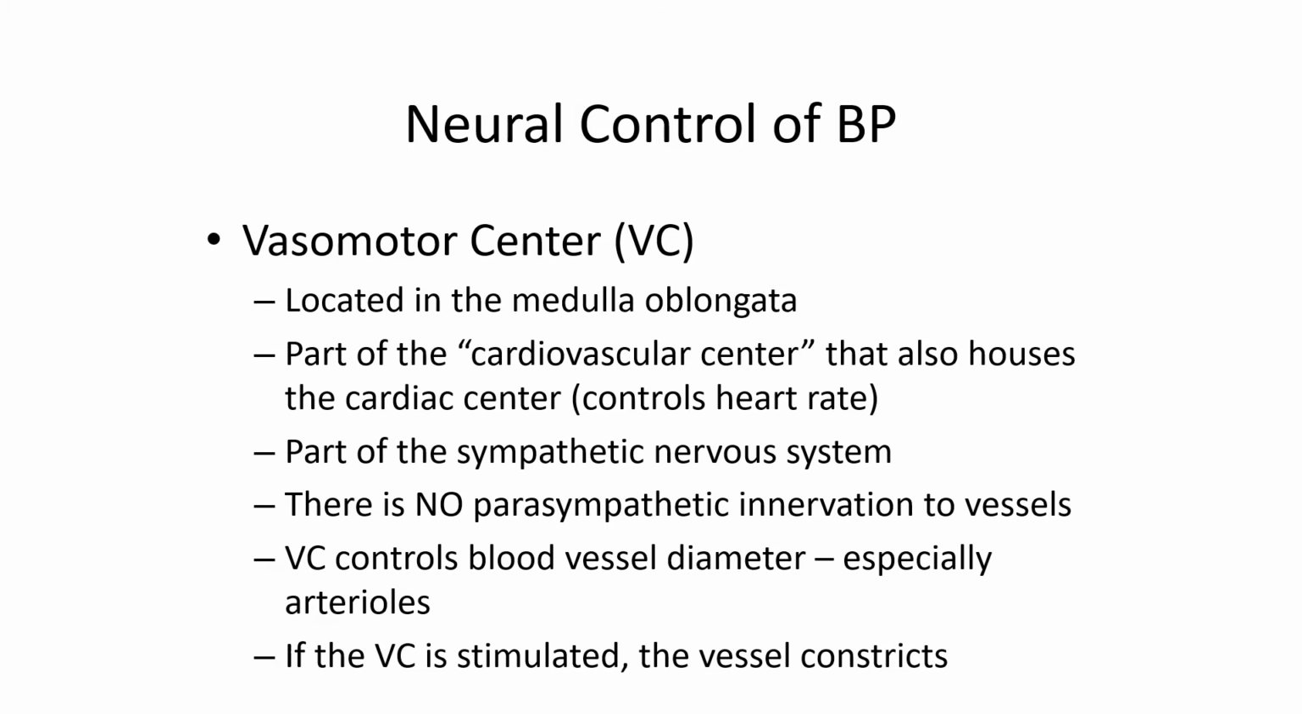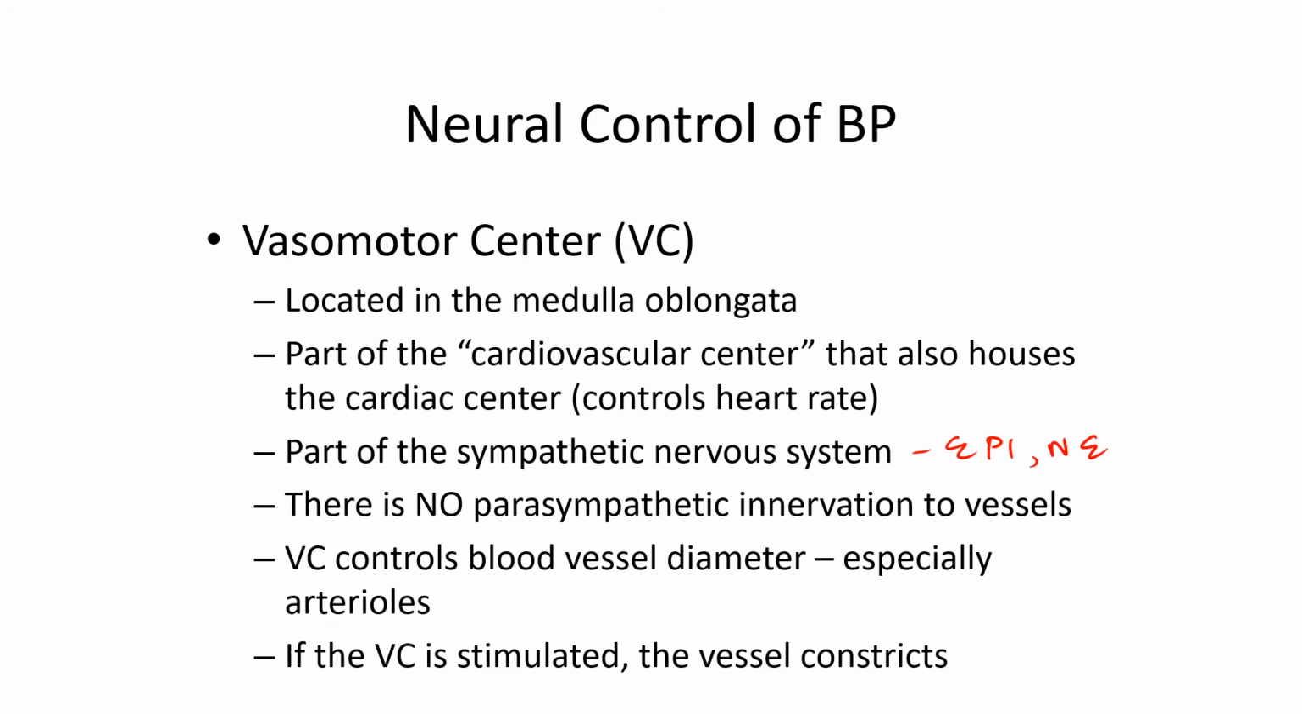All right, so here's a summary for the vasomotor center. It is in the medulla oblongata of the brain. It is part of a larger center called the cardiovascular center that also includes the cardiac center. The cardiac center specifically controls the heart rate, while the vasomotor center portion controls vessel diameter. These, of course, are part of the sympathetic nervous system. The sympathetic nervous system works with epinephrine and norepinephrine. And keep in mind, there is no parasympathetic innervation to vessels. So, in other words, we have no brakes on causing vessels to constrict. They either constrict through sympathetic stimulation or they dilate through the lack of sympathetic stimulation.